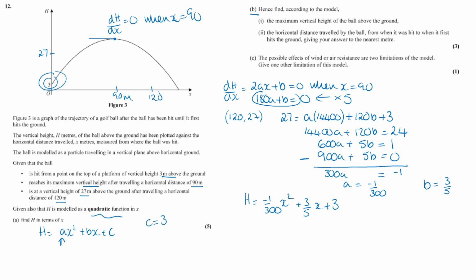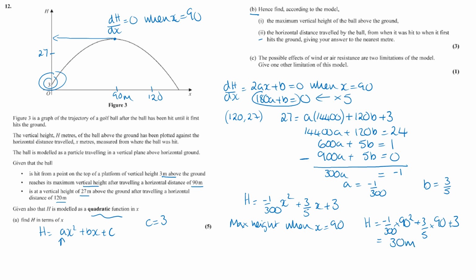Okay, part B, find according to the model the maximum height of the ball above the ground. So that's how high this goes. So max height when x is equal to 90. So just feed that in. h is going to be minus 1 over 300 times 90 squared plus 3/5 of 90 plus 3, and on your calculator that will come out to be 30 meters.